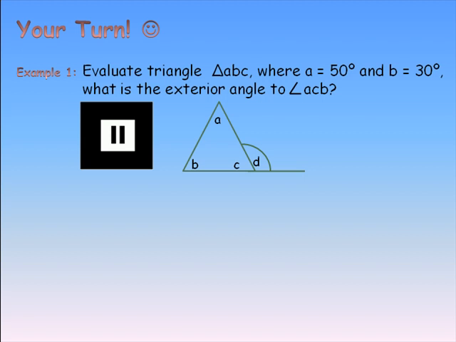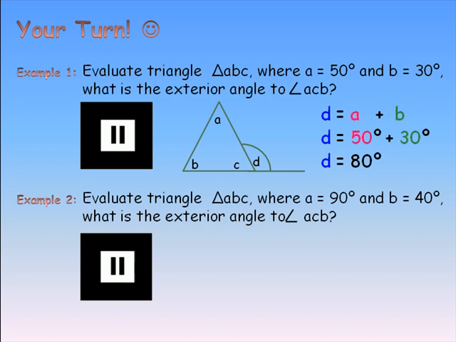Welcome back. Hopefully what you've done is draw a triangle, because sometimes that helps put things into perspective. So this is my drawing of the question above. And I've written D equals A plus B. Replacing A with 50 and B with 30, I get 80 degrees. So let's have a look at example 2. And again, I suggest you pause the video, and when we come back we'll look at this together.